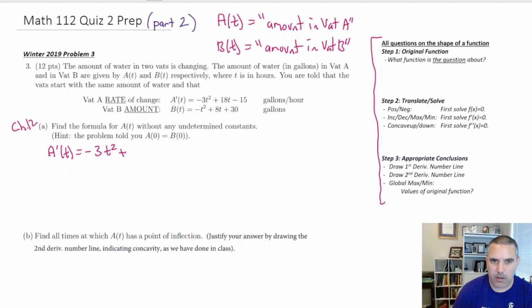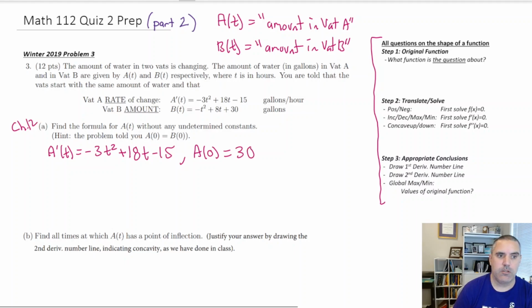So the quiz will have some, I would consider this a small chapter 12 exercise. Exam 2 will have a little more of this, just direct. But you should realize they gave you the derivative and they told you the initial starting amount. They said the initial starting amount of A is the same as the initial starting amount of B, and you can see that that's 30 when you plug in 0. And so this question is asking you, can you find A of T? So that's a direct chapter 12 question.